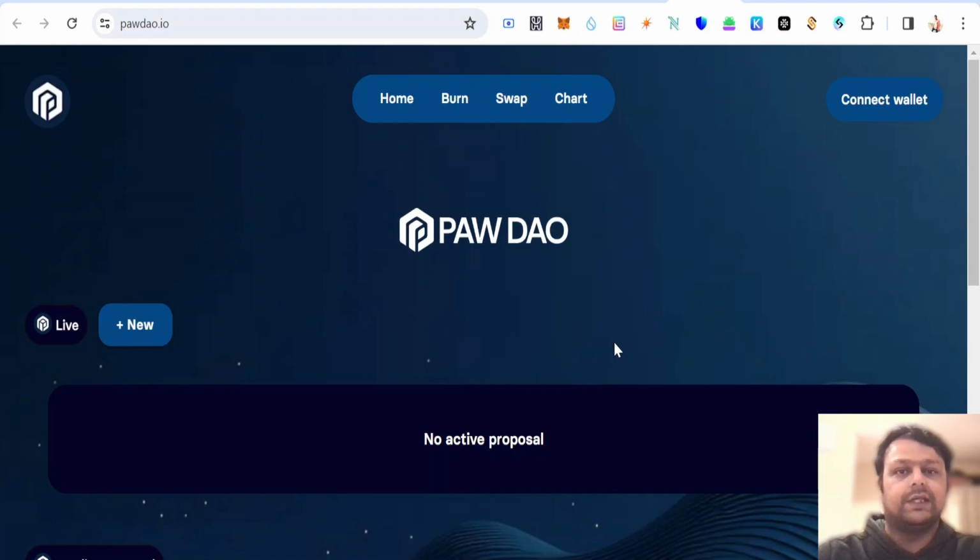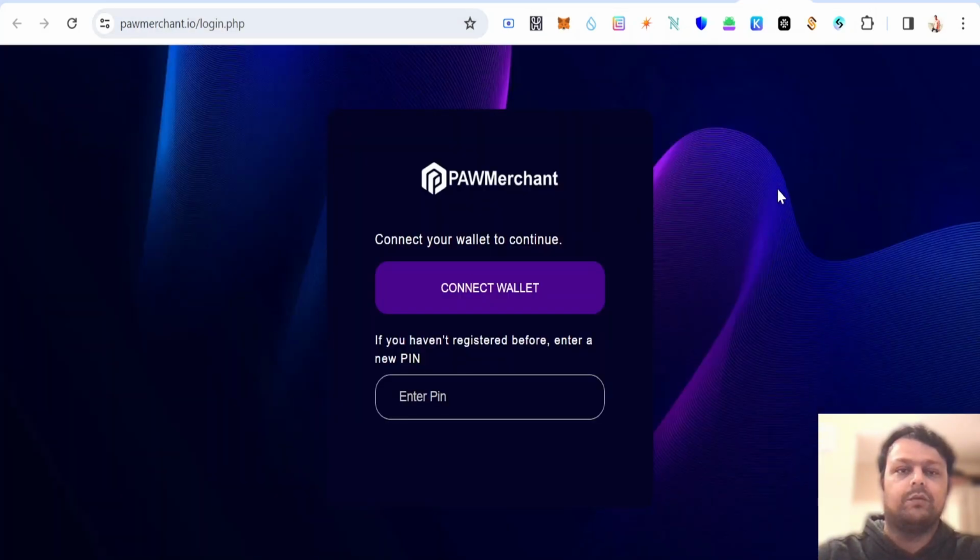Now I'm not sure whether they will be doing an airdrop in the future for this, just to get more eyes for this project. If they don't give airdrops, and if the team delivers and this project does a decent job, then we can expect this to go pretty high in the upcoming bull run. And they also have something called Paw Merchant over here.